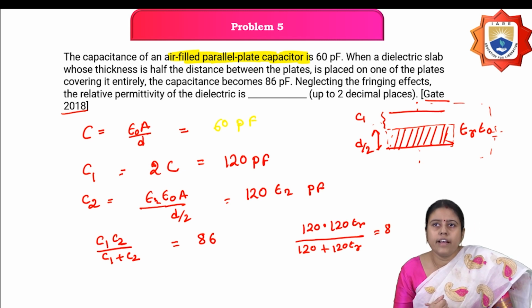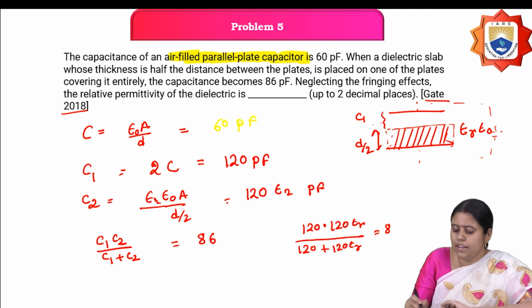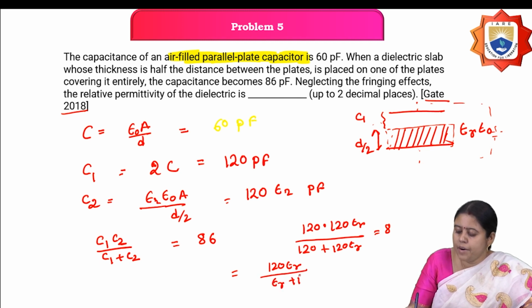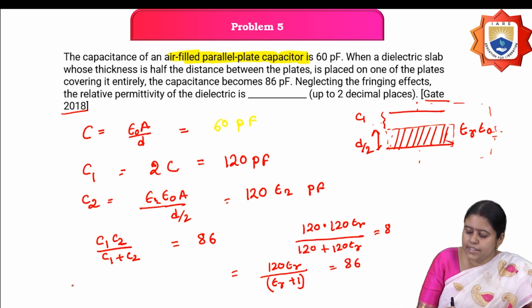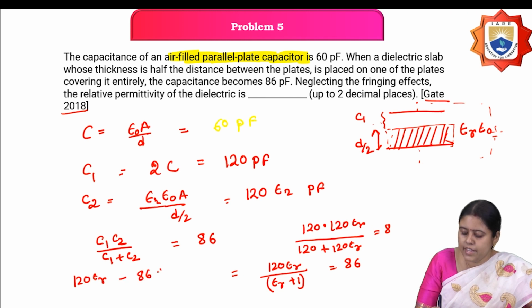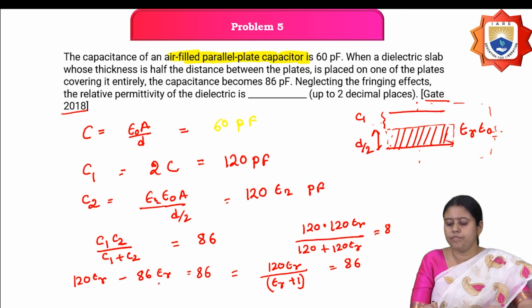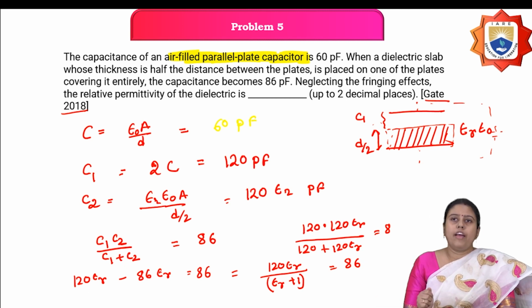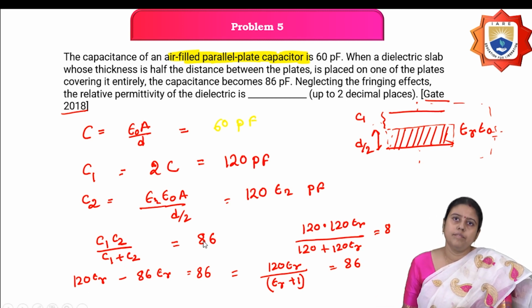Or we can make it a little easier. If we take 120 common here, then 120 epsilon R by epsilon R plus 1 is equal to 86. So 120 epsilon R minus 86 epsilon R is equal to 86. If we solve this equation, we can get the value of the relative permittivity.